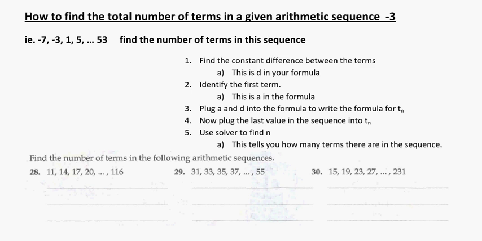And so what this question's actually asking us to envision is, if I start at -7 and my sequence continues until I hit 53, how many terms are there? And that dot dot dot tells me there's a bunch missing in the middle and I don't know.